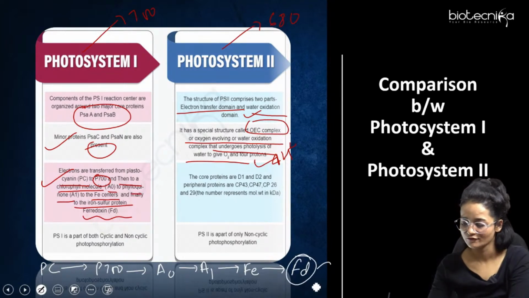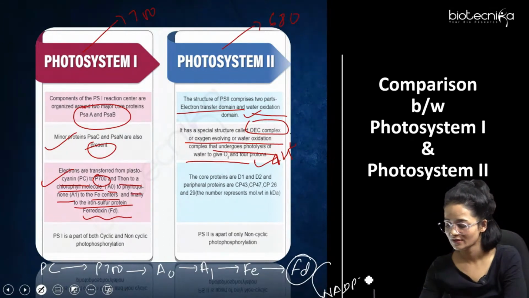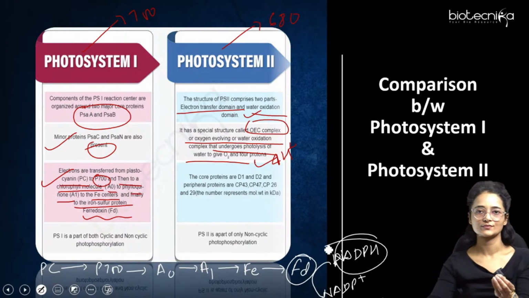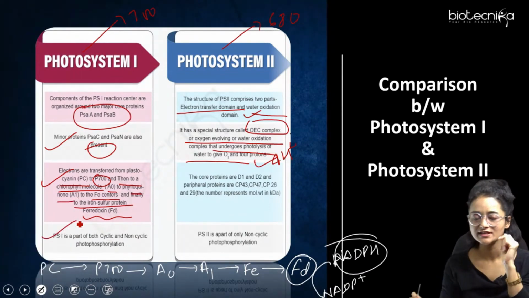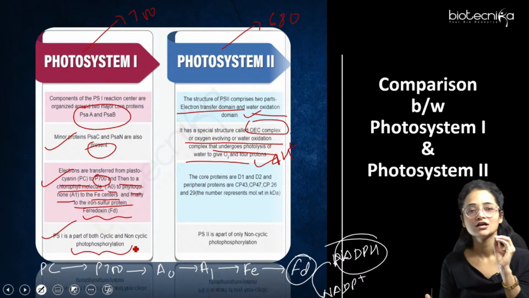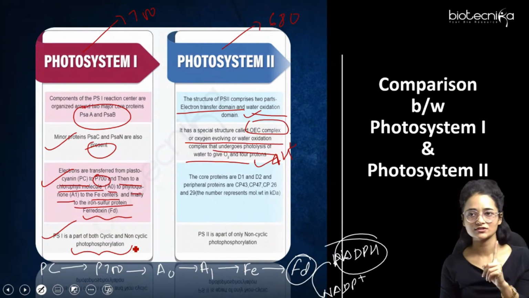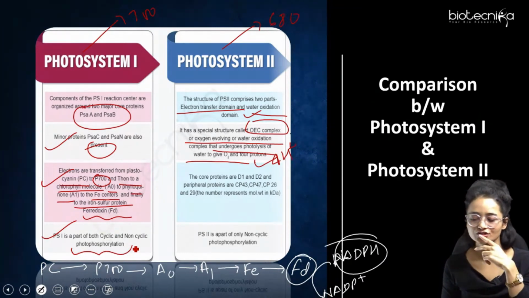From here, basically, NADP plus is converted into NADPH, right? This is the energy carrier molecule which is produced here. And after this, it says that PS1 is a part of both cyclic and non-cyclic photophosphorylation, right? What we have seen is that in cyclic photophosphorylation only one photosystem is present, that is photosystem 1, and photosystem 1 is also present in non-cyclic photophosphorylation. So it is present in both kinds of photophosphorylation reactions, right?